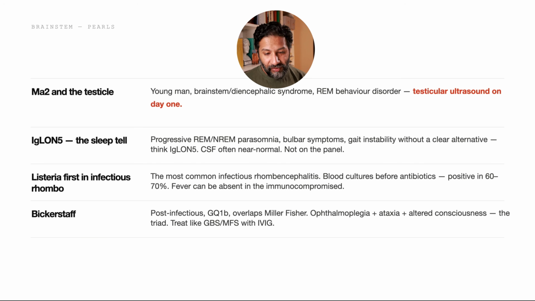IgLON5, sleep is the big thing. REM behavior, sleep disturbance, parasomnias, and they also develop quite a lot of bulbar as well as ocular signs as well. CSF is often near normal. It can be elevated, and this is a very difficult diagnosis because it fits in that kind of spectrum of neurodegeneration. We'll talk about that. As per my other lecture, always think about Listeria first, please, and then Bickerstaff's we talked about as well.